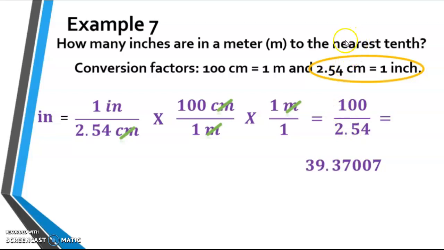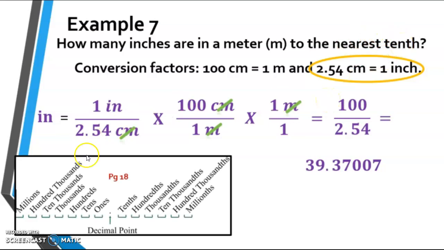It did tell us to round to the nearest tenth. Looking back at that place value chart on page 18 of your book, the nearest tenth is that first spot after your decimal. So we need the 39 point, we need one number here. So we've got to figure out, is it going to stay a 3 or does it bump up to a 4? Well, it really depends on that next number.